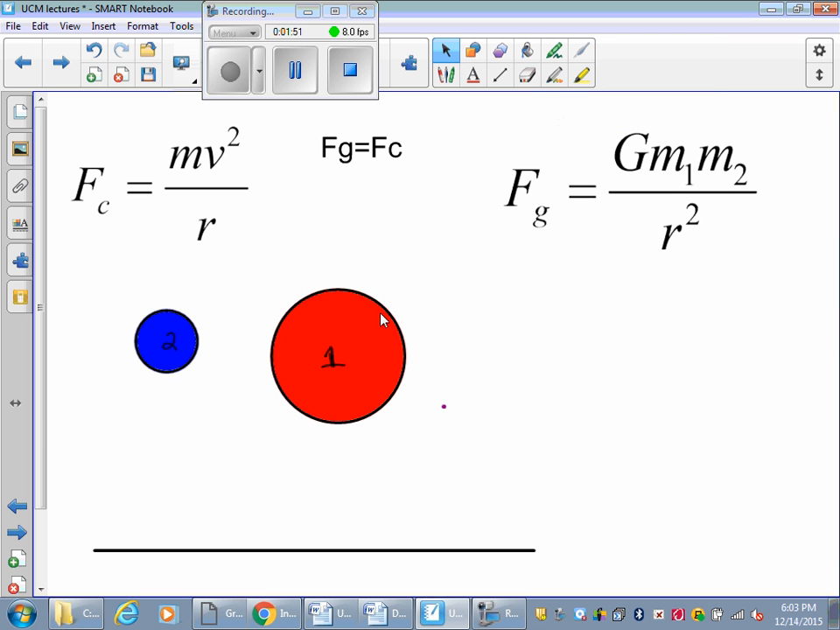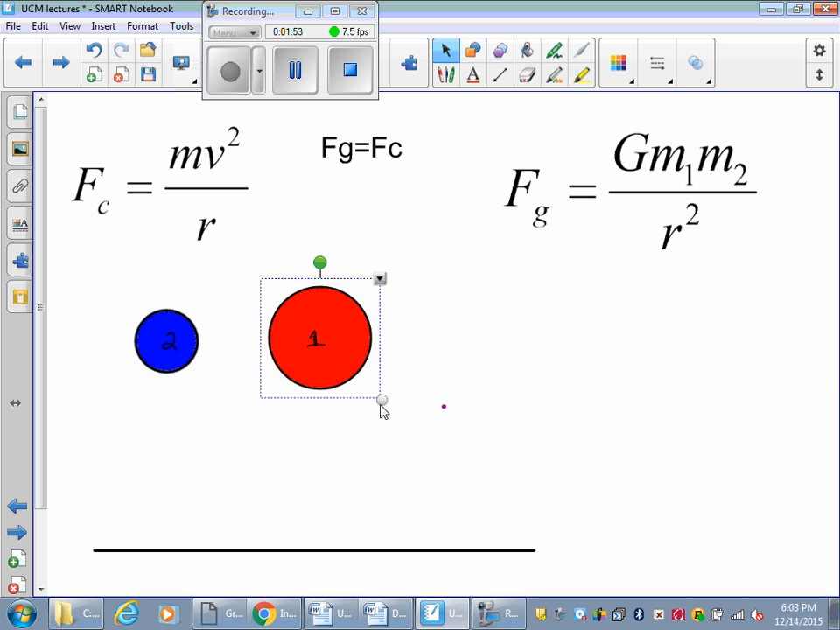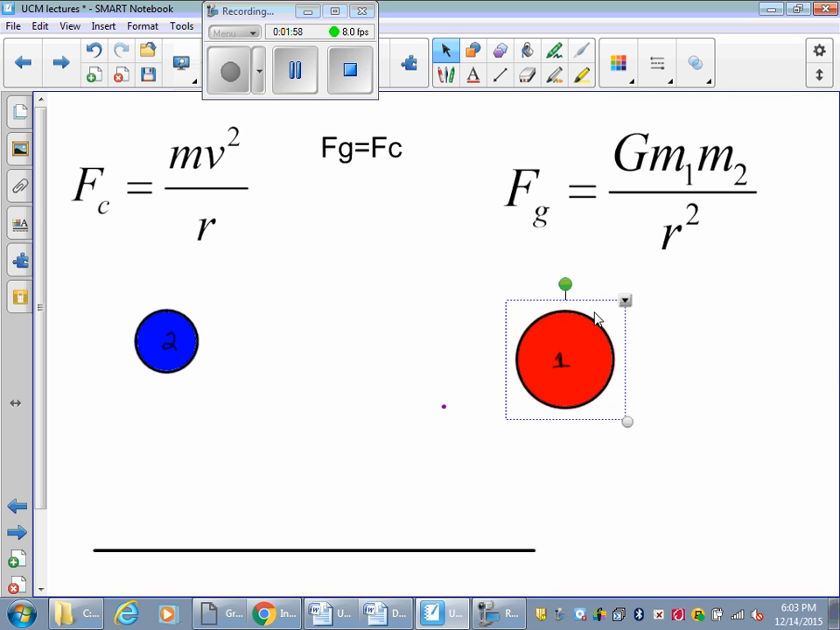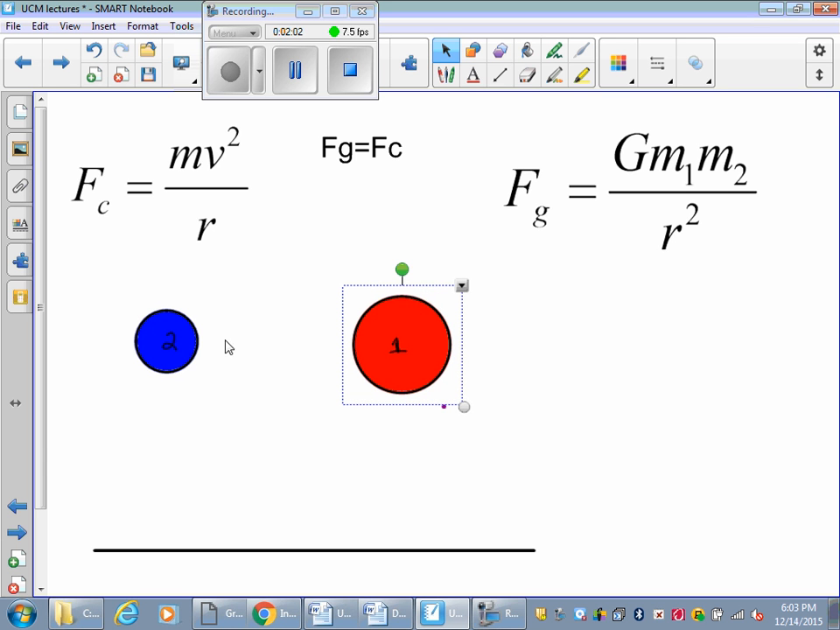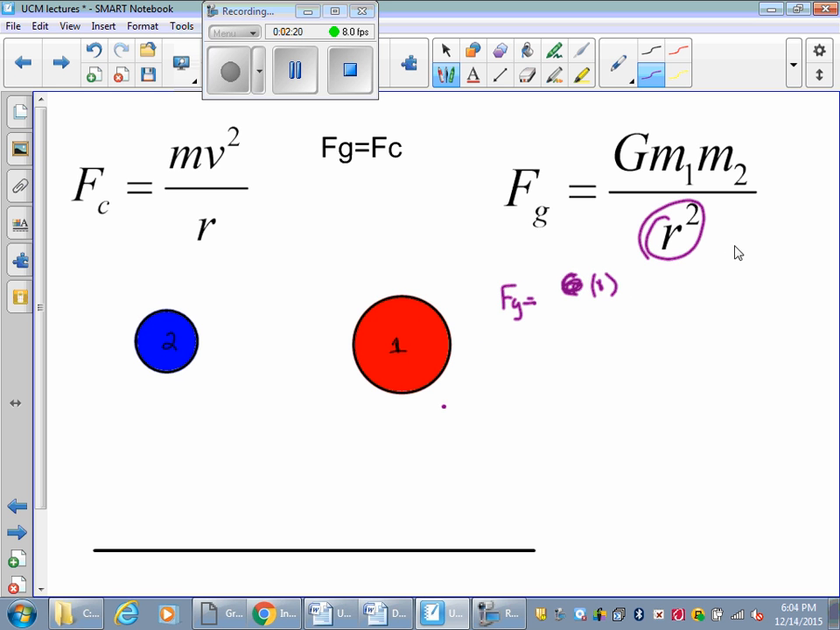All right, what would happen if I doubled the distance between the two? Okay, so now with distance, is it going to affect mass? No. It's going to affect the radius, the radius between the two. So I'm going to do the exact same thing. Force gravitational equals. I'm plugging in a 1 to everything. And what did I change? I changed the radius. I did a times 2 down here.